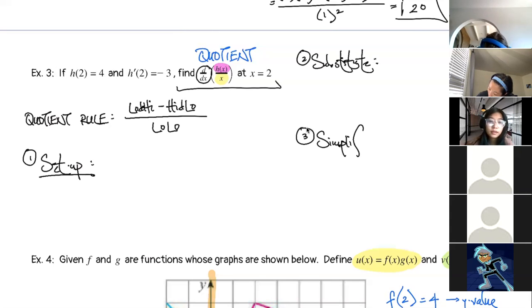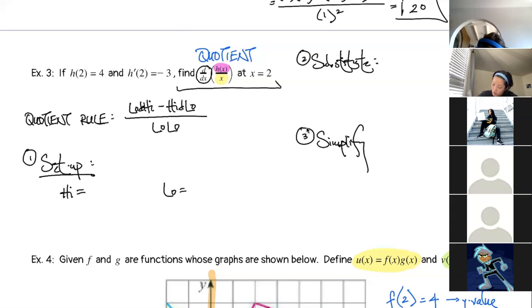And then simplify. Okay. All right. So set up for quotient rule. I need to know which function is high and which function is low. All right. So you tell me, what's the high function? What's the low function?